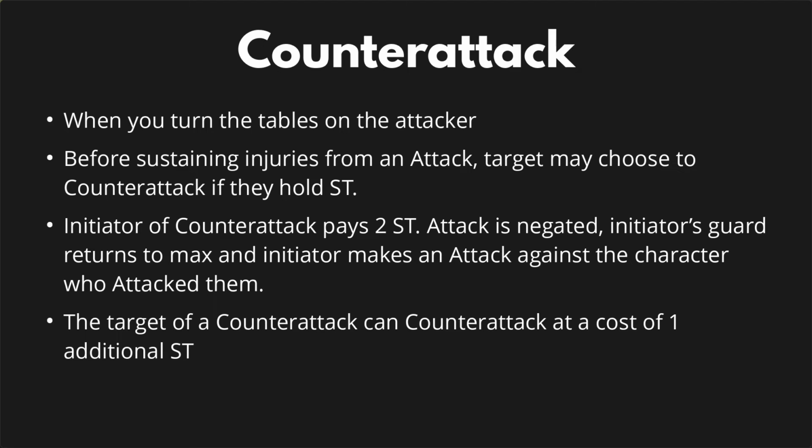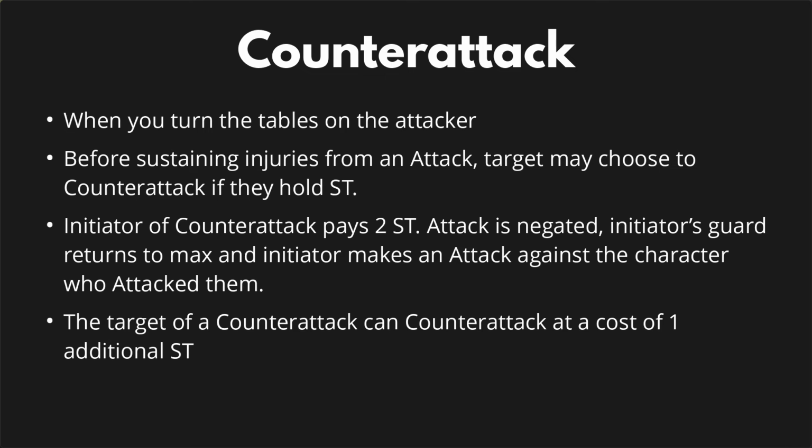There's also a counterattack move, and this happens when you turn the tables on the attacker and you fire right back at them before they have a chance to actually hurt you. So before sustaining injuries from an attack, the target may choose to counterattack if they hold spark tokens. The initiator of the counterattack has to pay 2 spark tokens. The attack that was being made on them is now negated, and the initiator of the counterattack's guard now returns to its max value, and they can now make an attack against the character who attacked them instead. So it's just a complete reversal.